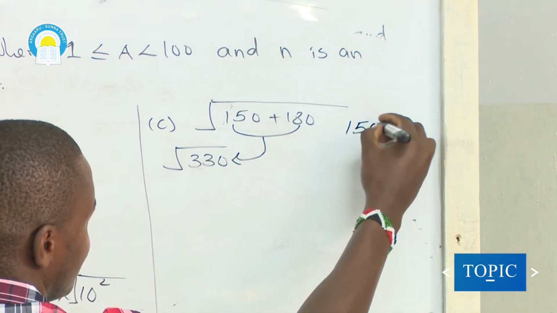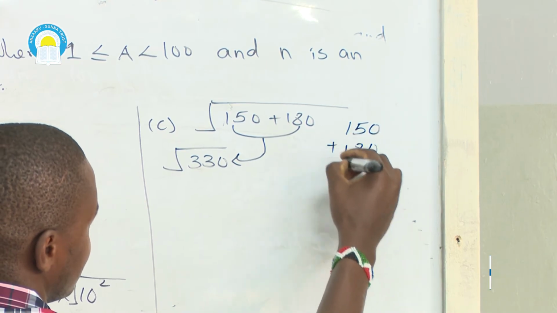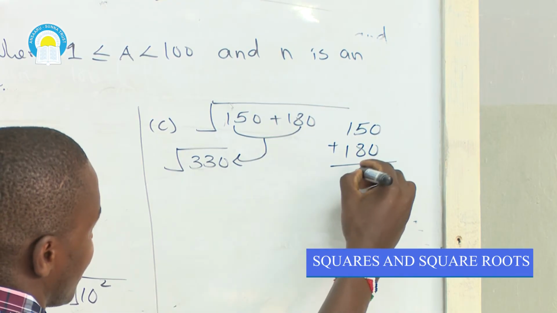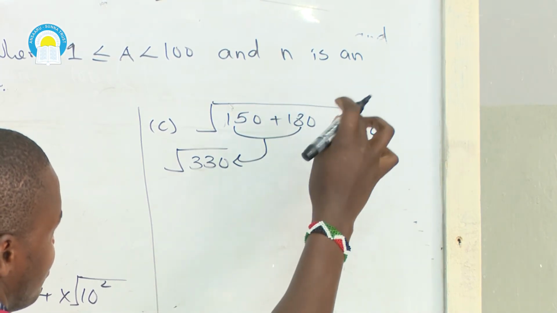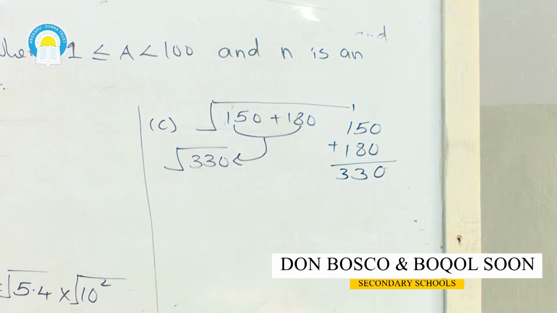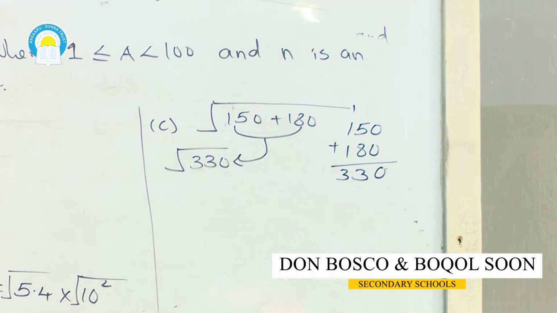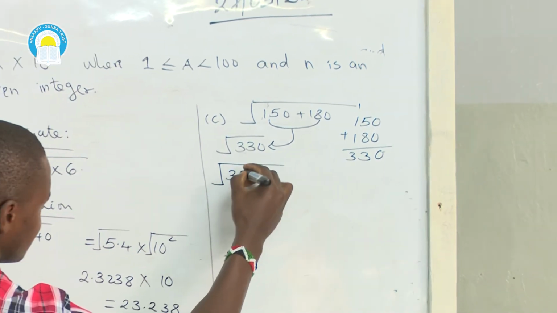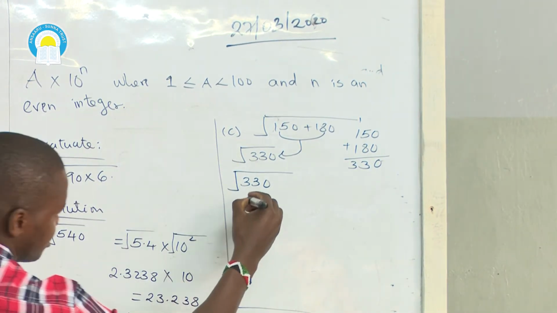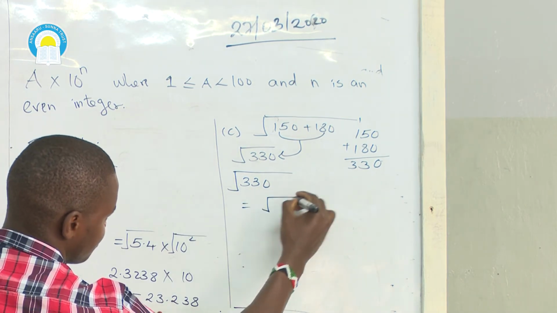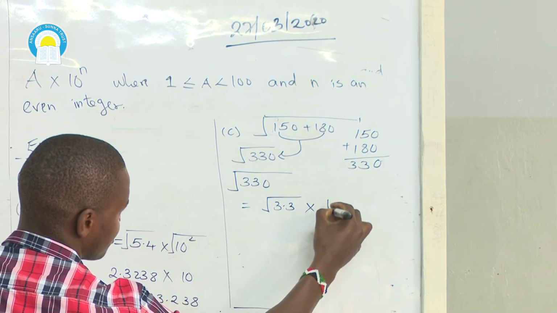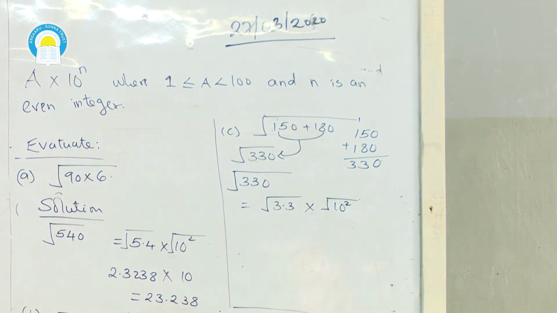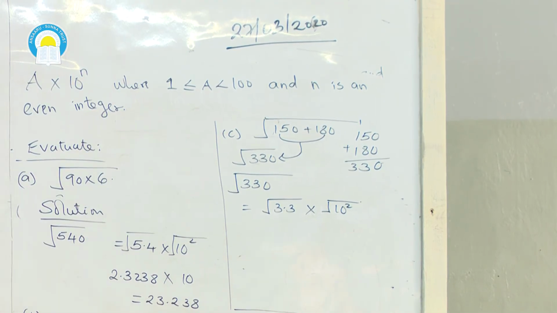Now let us add as if we are in class 1. 0 plus 0, 0. 5 plus 8, 13. Carry 1. 1 plus 1 plus 1, 3. And that's where we find 330 from. So we are supposed to find the square root of 330, which is the square root of 3.3 times 10 power 2. When you write this in the form of a times 10 power n, it's 3.3 times 10 power 2.